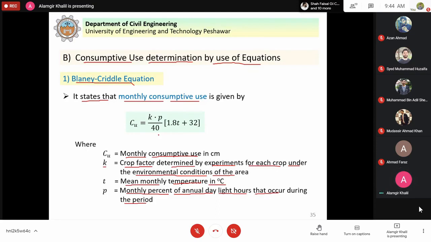So this is the Blaney-Criddle equation. Cu, that is the monthly consumptive use, is equal to K times P divided by 40, times (1.8 T plus 32), where T is the mean monthly temperature.